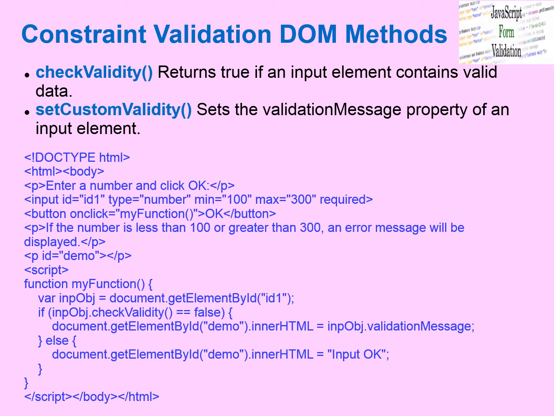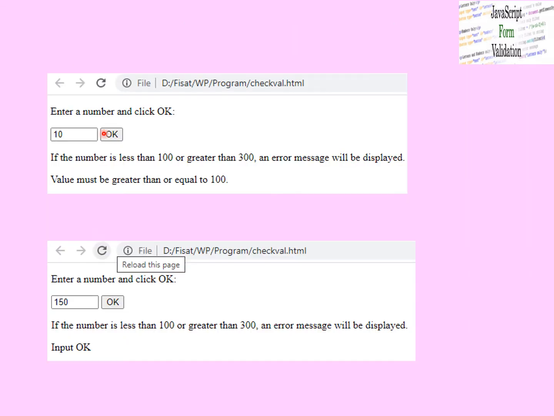We will see what the output of the program should be. This is the output. If we are entering a number like this, it is clearly specified that the minimum is 100 and the maximum is 300 for this particular field. The text appearance will be like this. Initially, this much data is there: Enter a number and click OK. A field to input the data, then the OK button, and this text message.